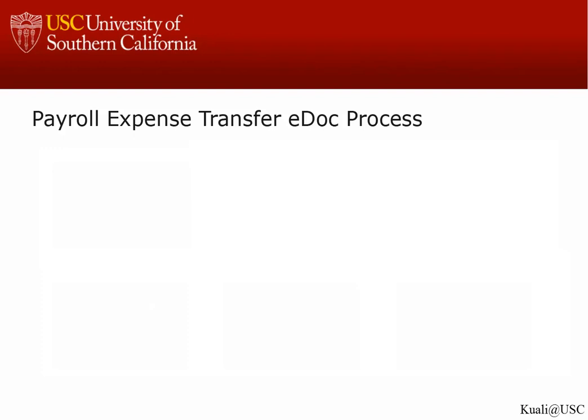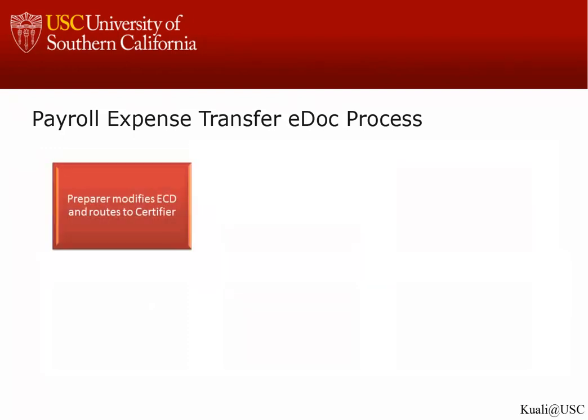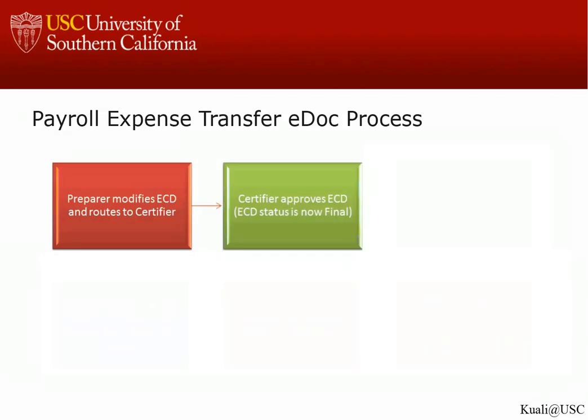As we've discussed, after a preparer modifies an Effort certification document, it is routed to a certifier for approval. The certifier then approves the ECD, and the document's status is changed from prepared to final.